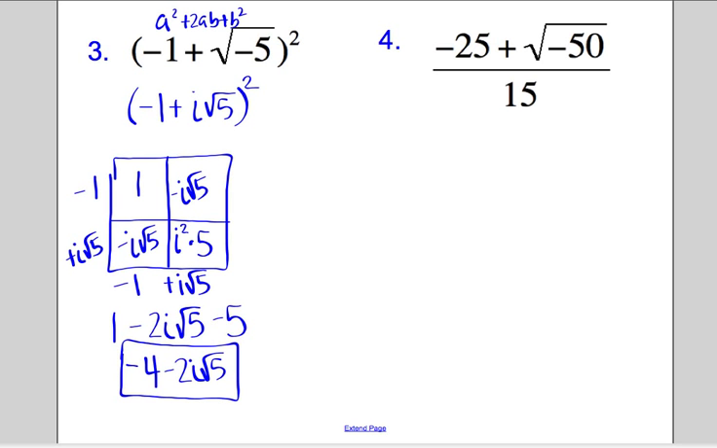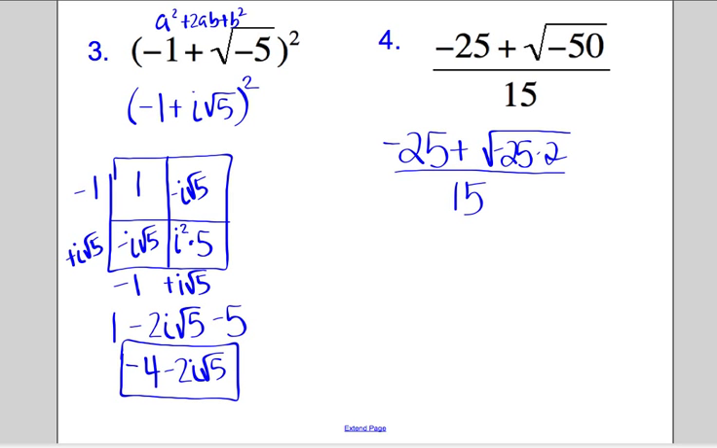Number 4. In question 4, we are going to have to do a little bit of simplifying. Now the first thing I'm going to look at here is this square root of negative 50. Now I know I can break that down to negative 25 times 2. The reason that helps me is because now I can take the square root of negative 25. That becomes 5i. And I still have a square root of 2 underneath.